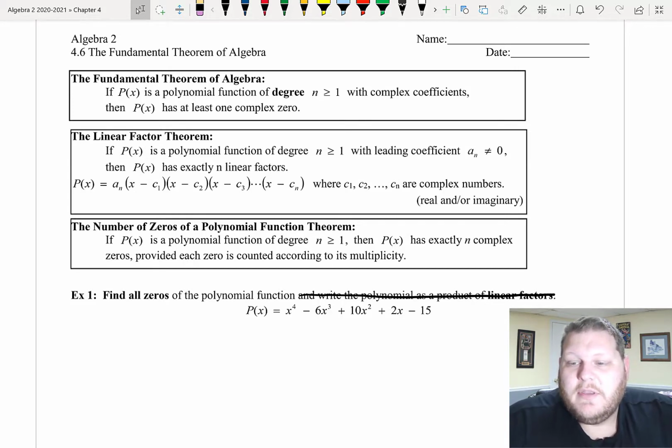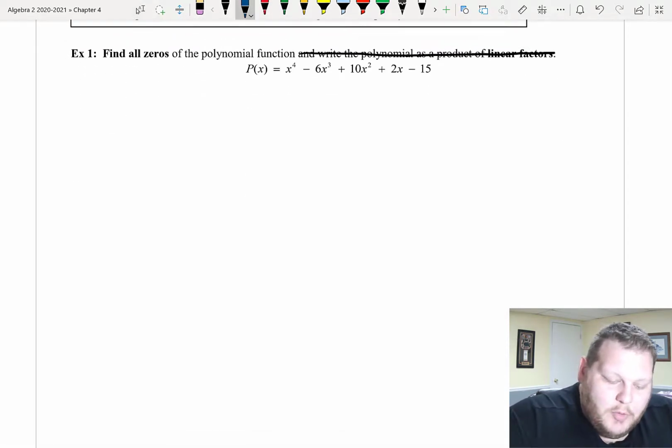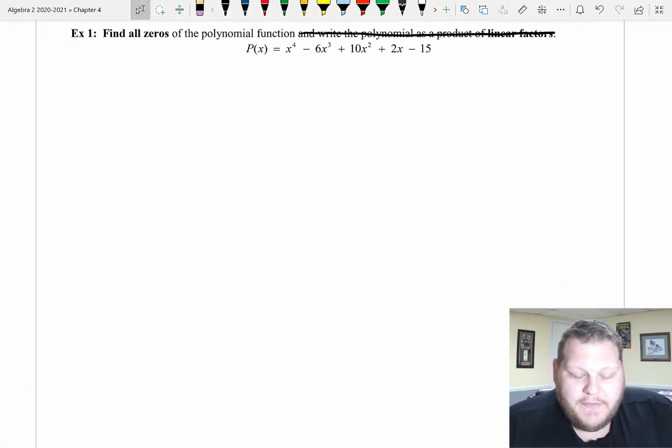Basically what these three rules, the Fundamental Theorem of Algebra, the Linear Factor Theorem, and the number of zeros of a polynomial theorem, tell us is that whatever the degree of our polynomial is, we have to have that many zeros between our real zeros, our multiplicity, and our complex or imaginary irrational roots. So our total degree has to match up with how many solutions we have, including multiplicity and complex or irrational solutions. They have to match. So let's recap real quick a problem that we looked at back in 4.5 and make sure that this matches up.